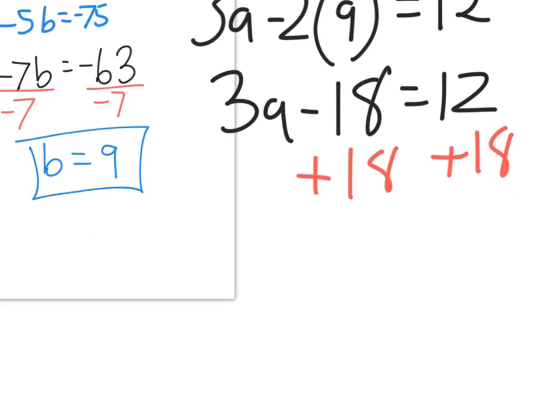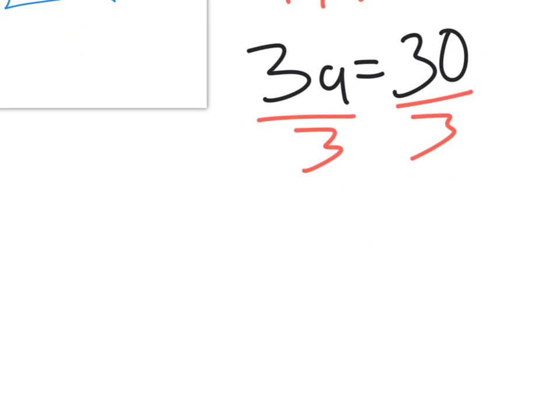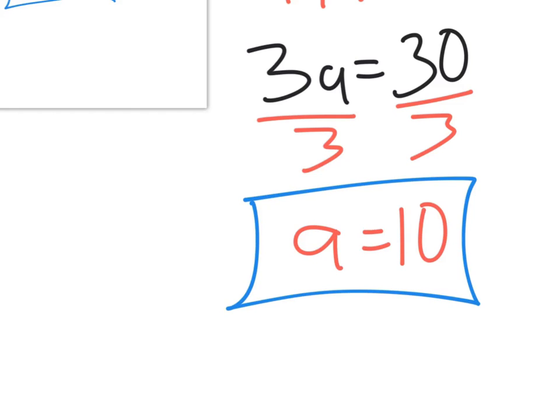Beautiful. And I know that 3a is now equal to 30, and if we divide both sides by 3, a all of a sudden is equal to 10. Beautiful. Found the value of a and b. Great.